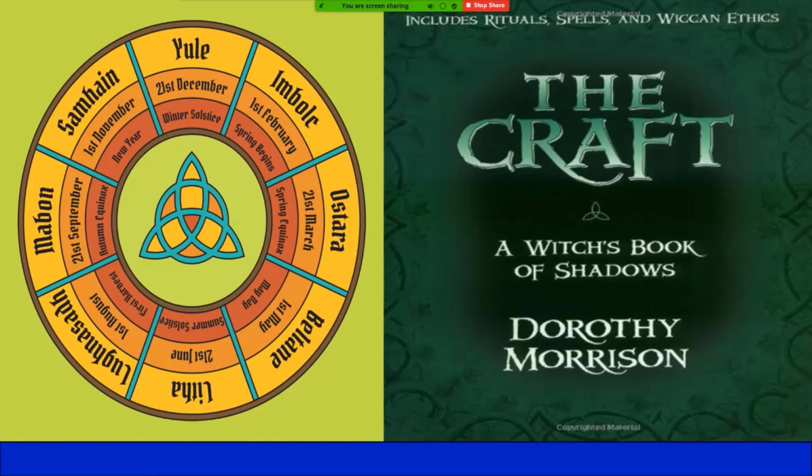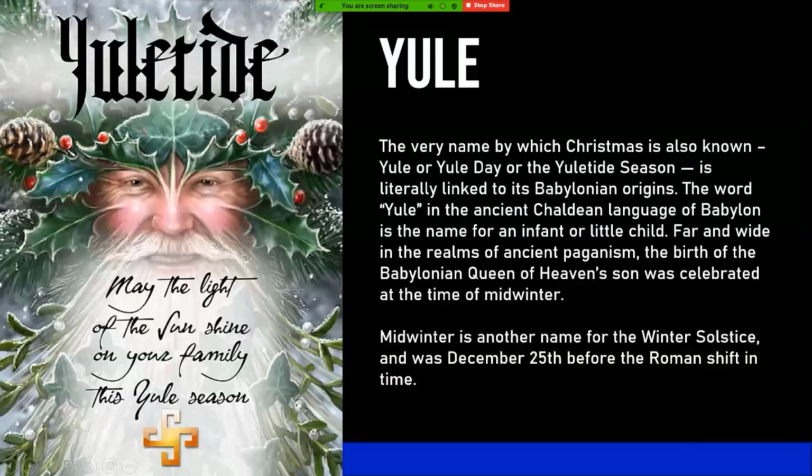It's only a symbol of the Trinity if you're a pagan. If you look on the right-hand side here, here's a book called The Craft, a witch's book of the shadows. And notice here, the triquetra sets in the center as it does in the middle of the zodiac wheel. This is important. If you take a look at Yule, or Yuletide, it says, "May the light of the sun shine on your family this Yule season." How is this not sun worship?